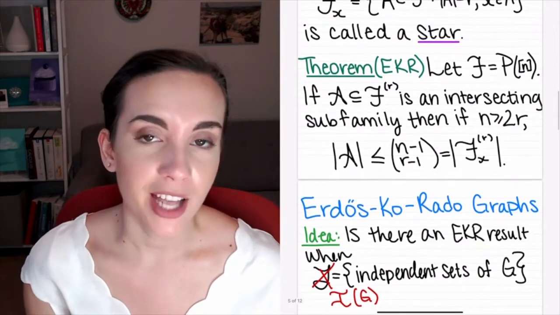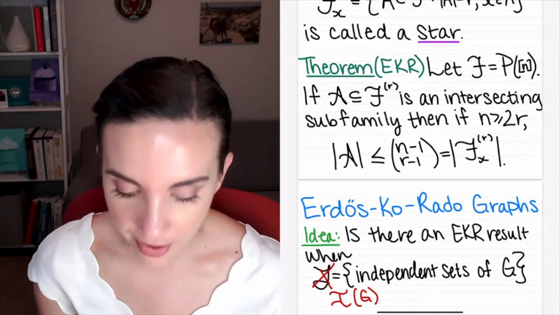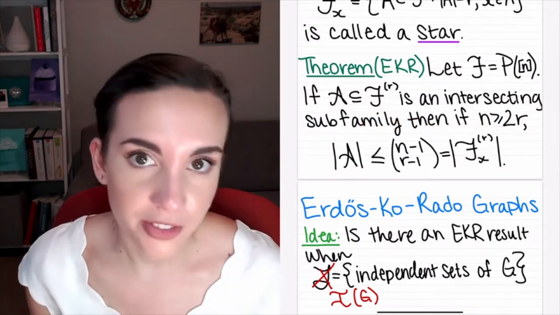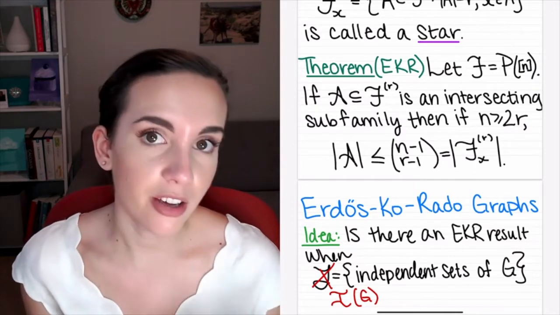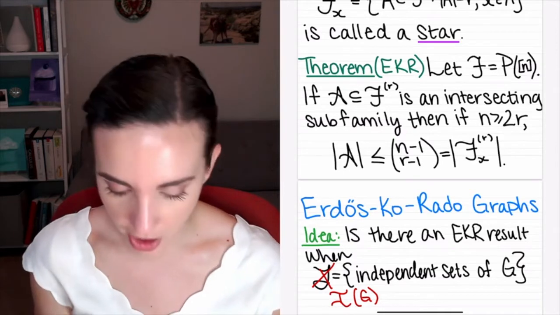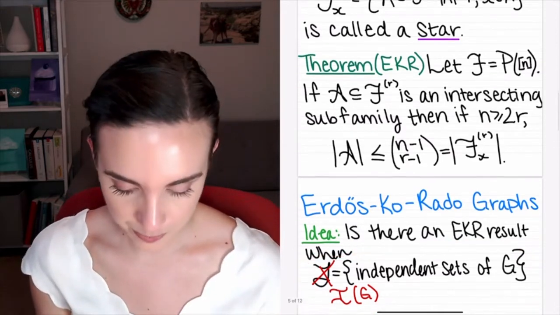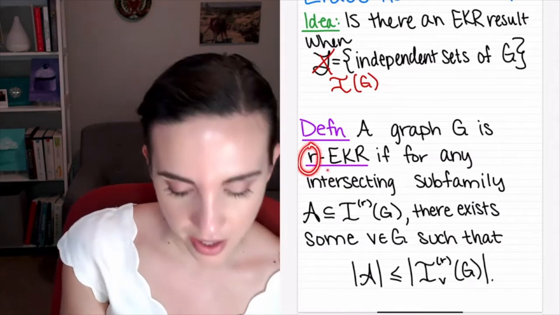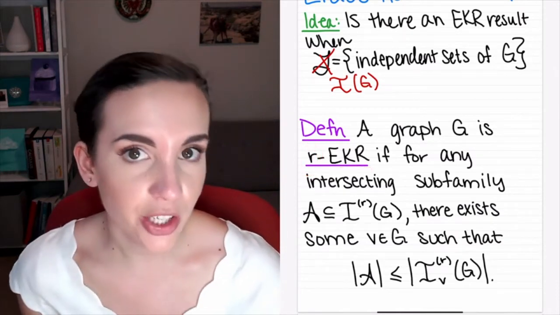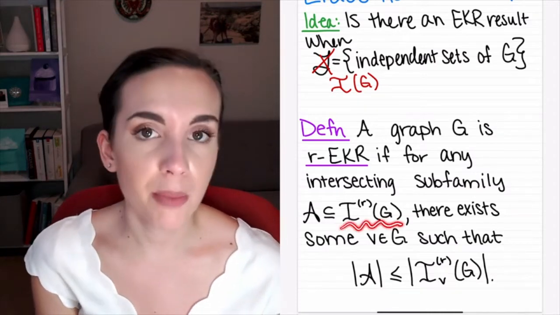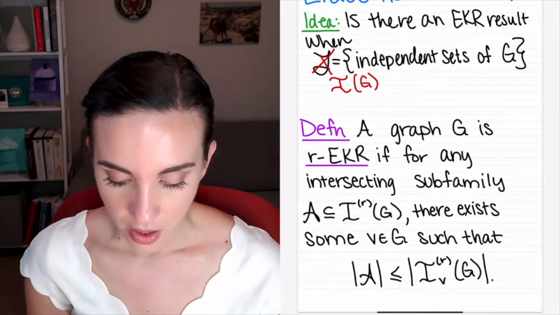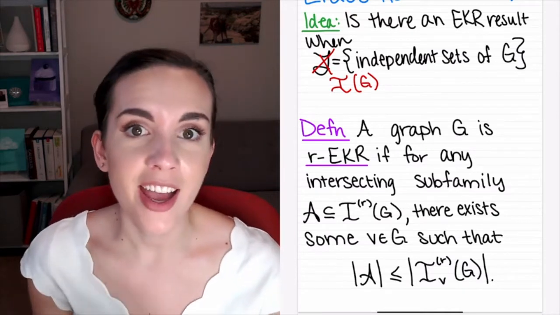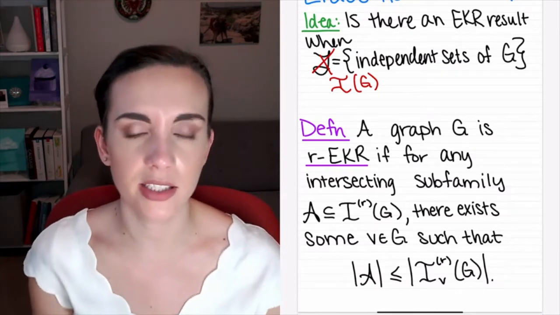And this is where we are able now to define an Erdős-Ko-Rado graph. Thinking about how here we are saying that stars maximize the size of subfamilies that are intersecting, here we're kind of saying the same thing, except our subfamilies are coming from this family of independent sets. So our definition: a graph G is R-Erdős-Ko-Rado if any intersecting subfamily coming from the set of independent sets of size R of the graph G is no larger than some star. An R-star at V is the set of all independent sets of size R that contain some vertex V.